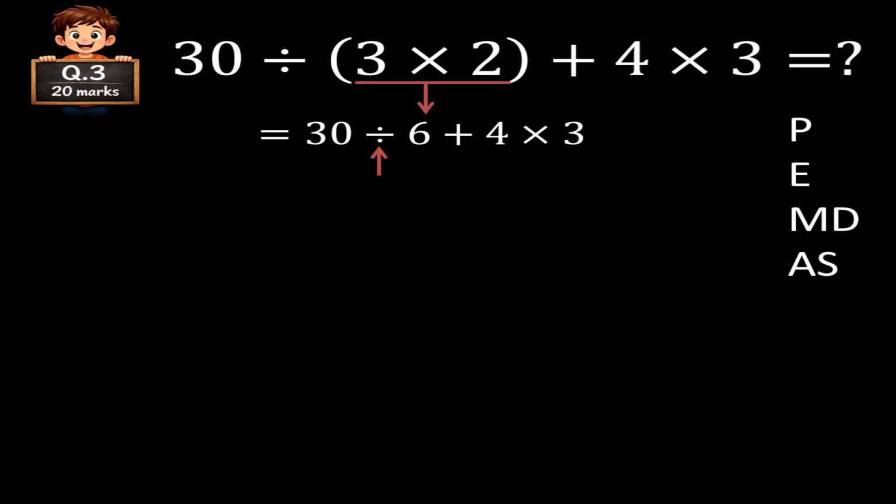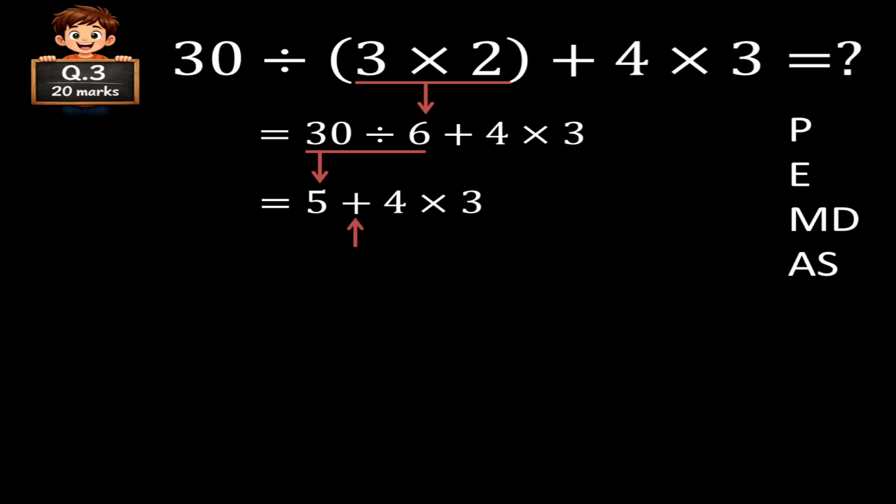Now here we have one division, one addition, and one multiplication. So multiplication and division both have equal priority. So we have to solve from left to right. So now first we have to solve this division. Okay, so 30 divided by 6 is equal to 5. So now the expression becomes 5 plus 4 times 3.